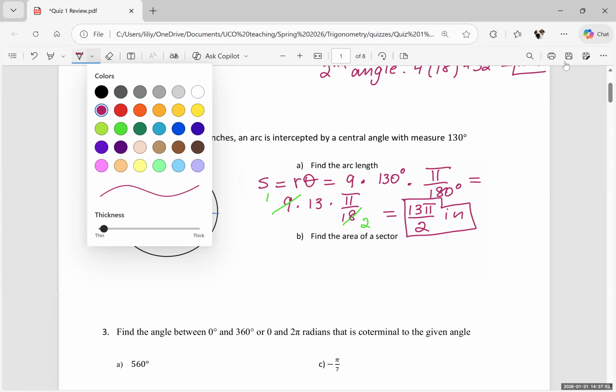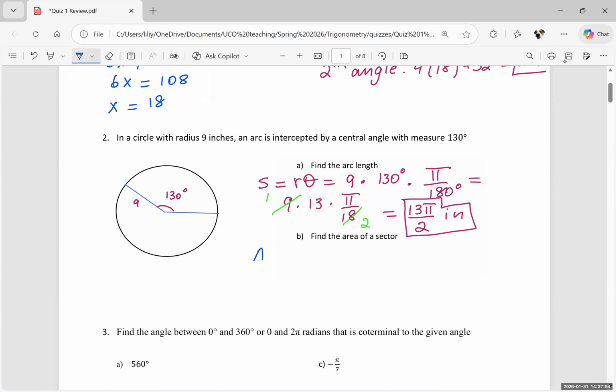And then the area. The area formula is 1/2 r squared times theta. Theta still needs to be in radians. So you have a couple of options. You can convert it separately, or you can do it in one line, just like I did. I'll convert it on the side over here. So that's 130 times pi over 180, which really is just 13 pi over 18. There's not much else you can do here. So let's go ahead and plug it in.